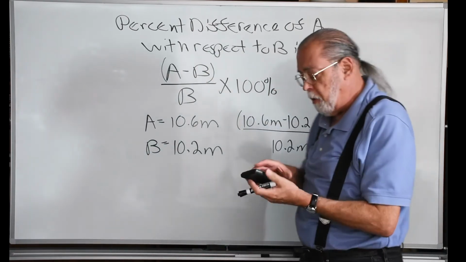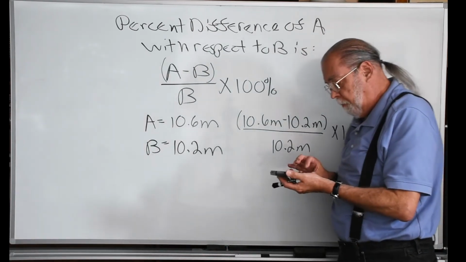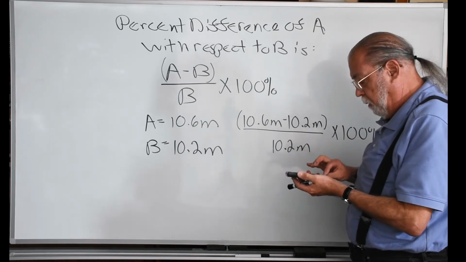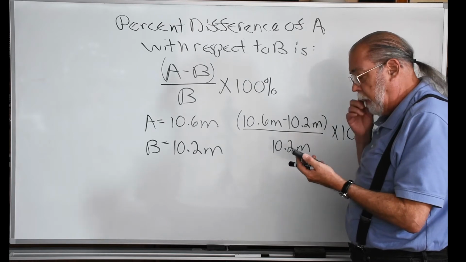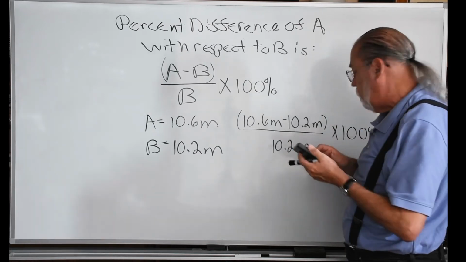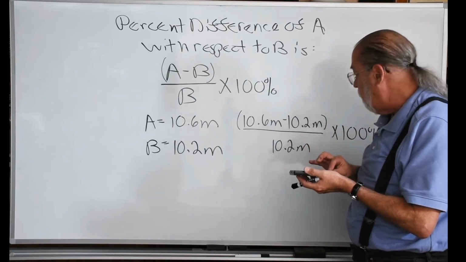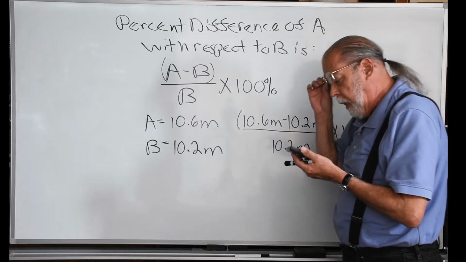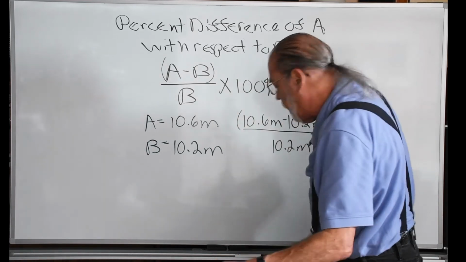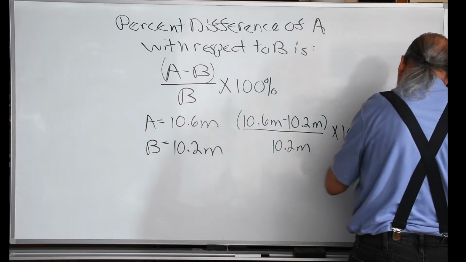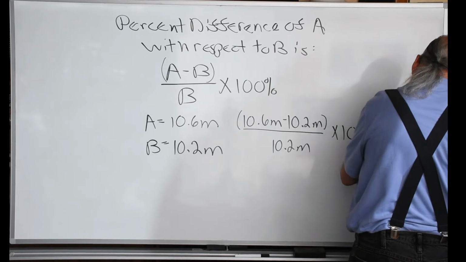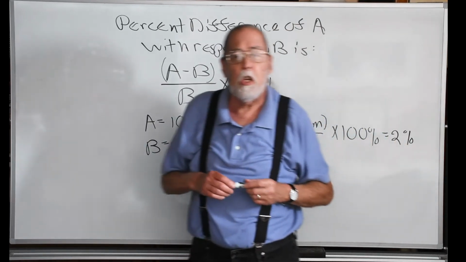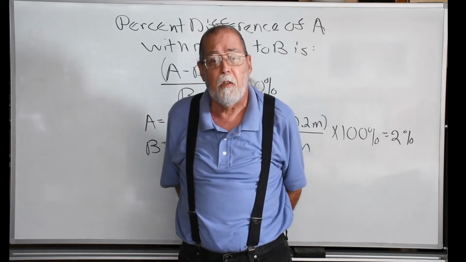And so if we do this, we take 10.6 minus 10.2, and when I close the parentheses I get 0.2. Then I divide that by 10.2 and I multiply by 100, and I get about 1.96%, or approximately 2%. Percent deviations should be reported to no more than two significant figures.